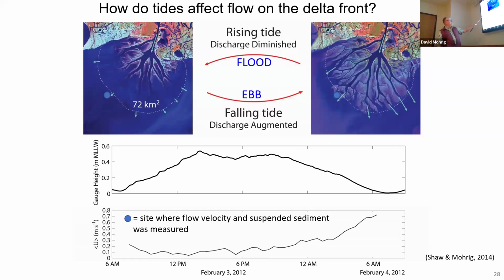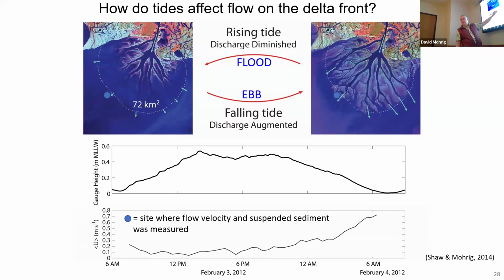And here's just an example of that. This data is taken where the blue dot is here. This is at high tide. This is an example at low tide. And this is gauge height, and this is the mean velocity at this site. The water levels go up. As the water levels go up, because of the tide, it's not a reversing current, but the tide is working against the river flow. And so you have low velocities, they stay low during the high tide.